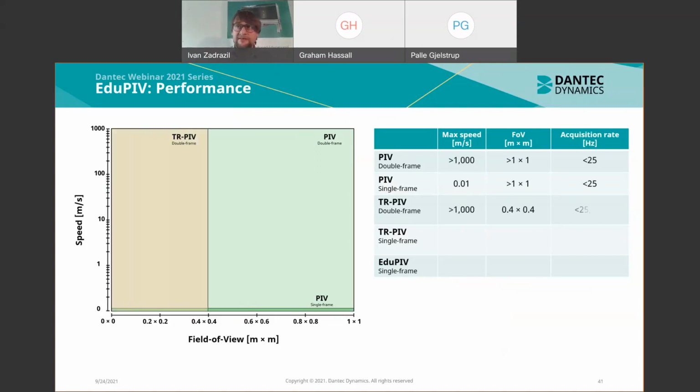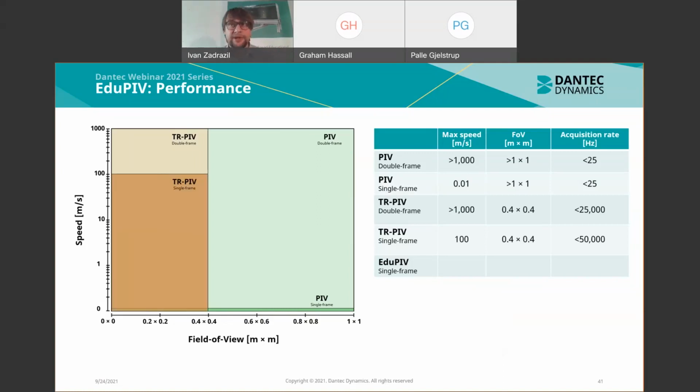High-speed PIV is typically used to get more temporal information from the flow. As you can see, the acquisition rate is considerably higher. We can get up to 25,000 hertz, so 25,000 velocity vector maps per second. But also the lasers are less powerful, so the maximum field of view is a little bit smaller, typically smaller than 0.4 times 0.4 meters. But the maximum measurable speeds are still well over 1,000 meters per second.